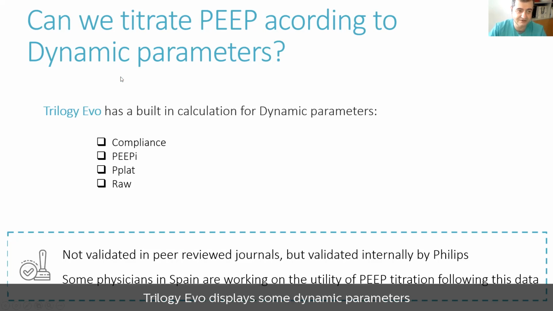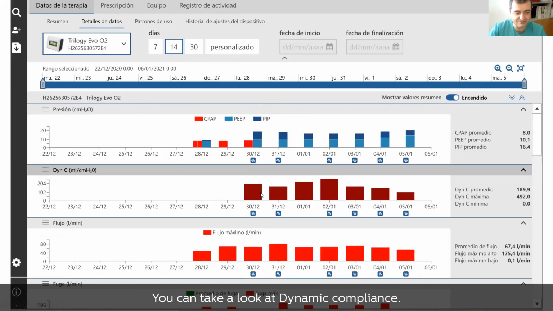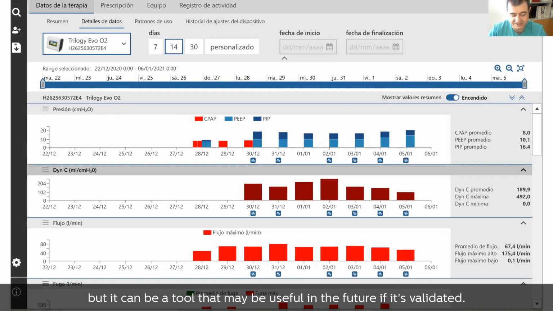The new Trilogy EVO displays some dynamic parameters such as compliance or intrinsic PEEP or plateau pressure, but it's not validated in peer-reviewed journals, though it has been validated internally by Philips, and some physicians are using them to calculate the optimal level of PEEP. As you can see here, you can take a look at dynamic compliance. In my experience, this is extremely variable, depends on leaks, so I won't recommend using this as a guide, but it can be a tool that may be useful in the future if it's validated.